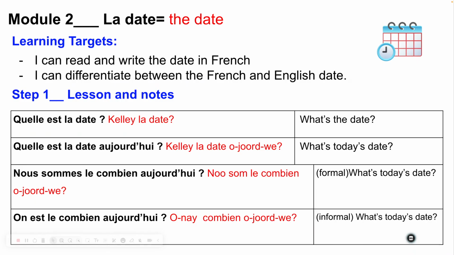Third one: Nous sommes le combien aujourd'hui? What's today's date? And this question is more formal. The informal way of asking about today's date is on est le combien aujourd'hui? And we are going to see the answer to these questions.